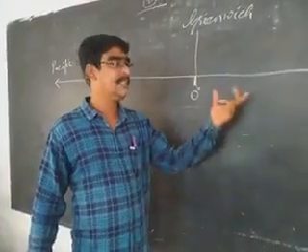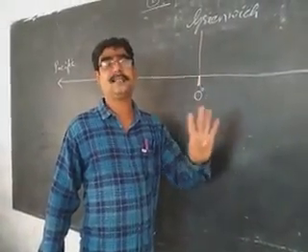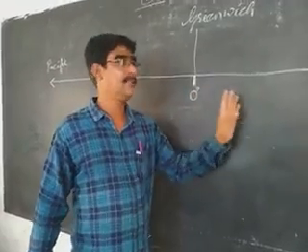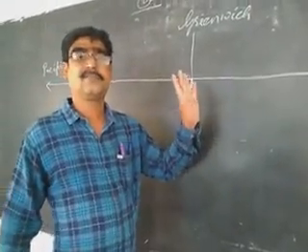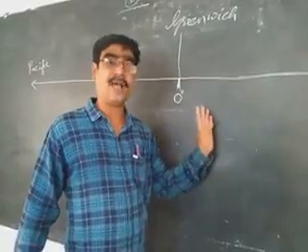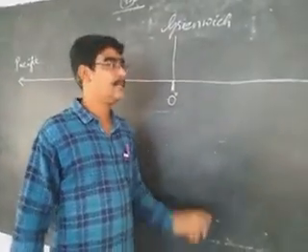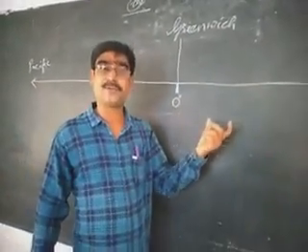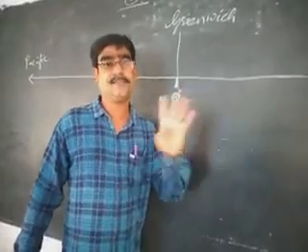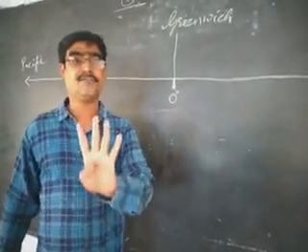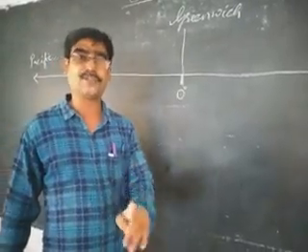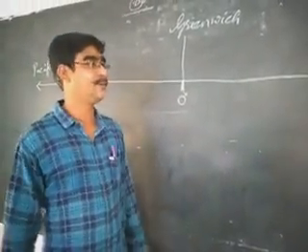That means each longitude takes 4 minutes. The sun rays cross from one longitude to another longitude in 4 minutes. That means the time difference from one longitude to another longitude is 4 minutes.